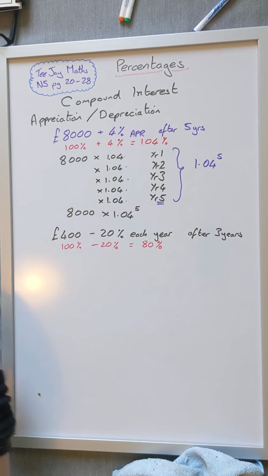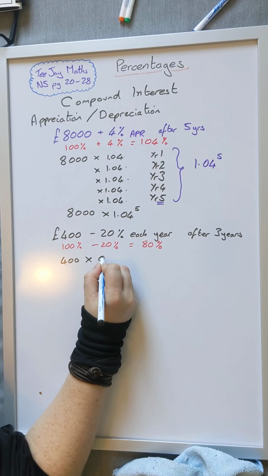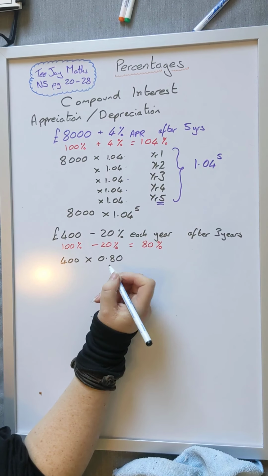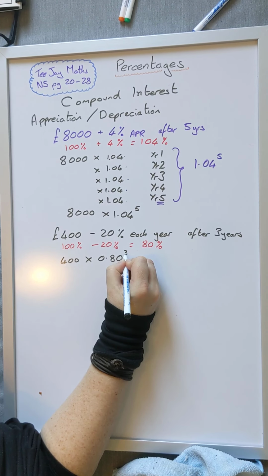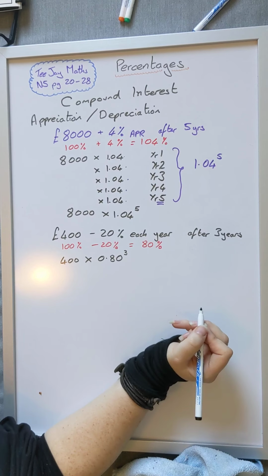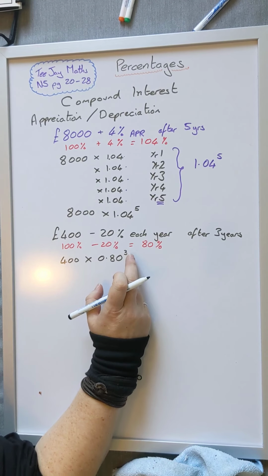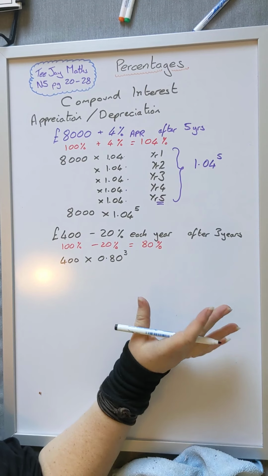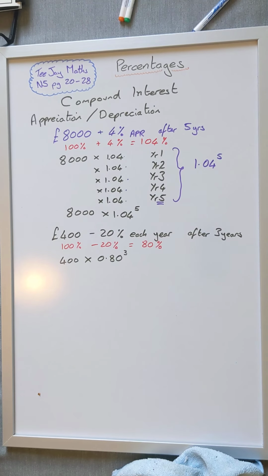So our calculation is going to be 400 times 0.80, but we're wanting it for 3 years. So it's 0.80 cubed. And as many of you are aware, if you've got a 0 at the end, you don't need to put that in your calculator, so you can just do 0.8 cubed. You wouldn't lose marks either way in an exam. It makes no difference to the calculator. You'd stick that in your calculator, you hit equals, you've got your answer.